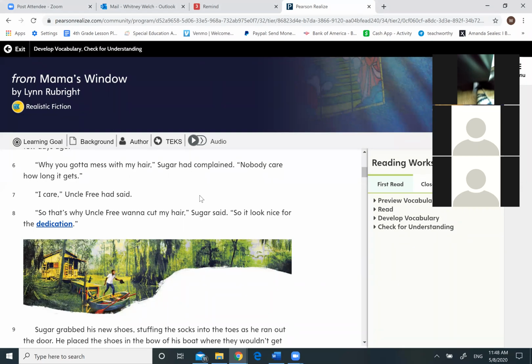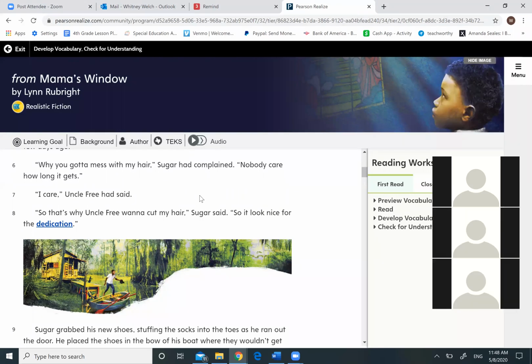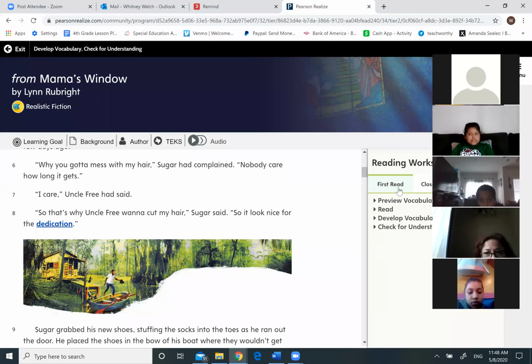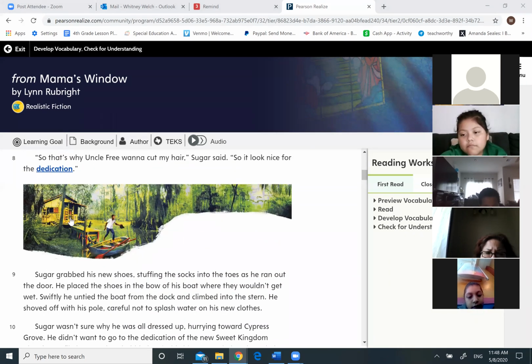Why does Uncle Free want to cut Sugar's hair for this dedication? What's the purpose? So that he looks nice for the ceremony. Okay, yes. He wants to cut his hair because he wants him to look nice for this particular ceremony, this dedication that they're getting ready to go to. Very good.